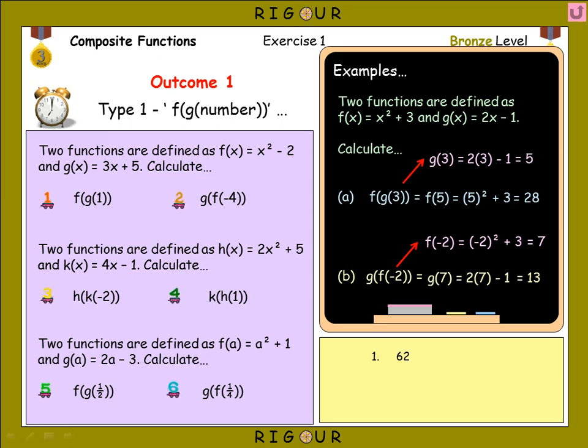Number 1, we have an answer of 62. Number 2, 47. Question 3, we've got 167. Question 4, 27. And question 5 gives an answer of 5. And question 6 gives us an answer of minus 7 over 8. So a wee bit more complicated when dealing with fractions, and we leave an answer as a fraction in its simplest form if that's what it comes out as.